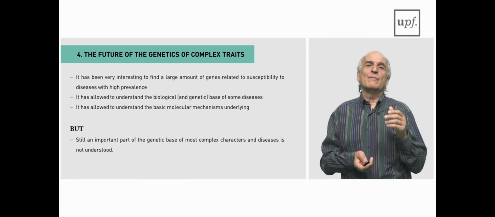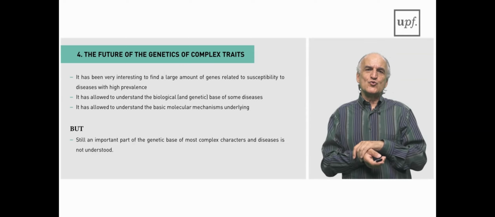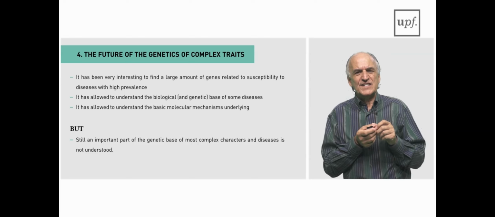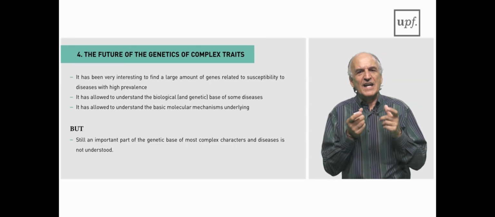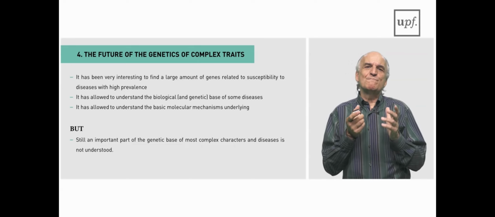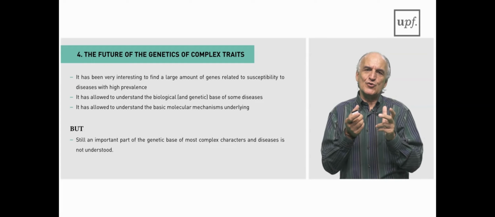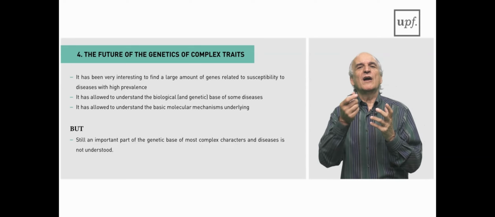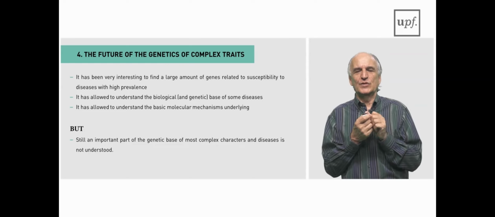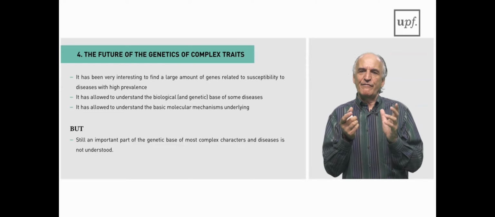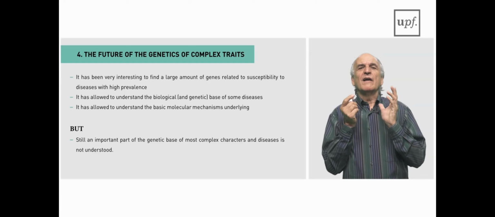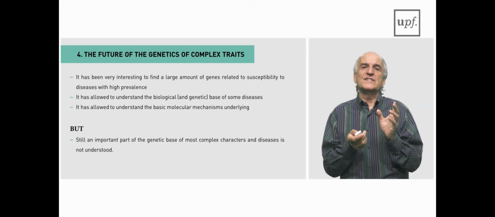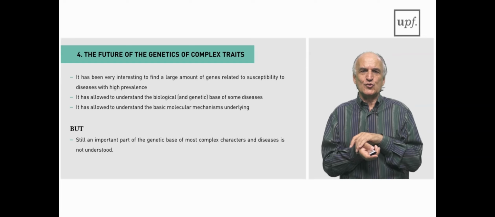Meaning that every time in the future, what we have to do is to keep on developing this kind of studies, but there is a need to understand much better the physiology of the disease and how the genes that people are discovering are related physiologically to the disease. So this is an ongoing field. There is still an important part of the genetic basis of complex characteristics that is still to be understood.